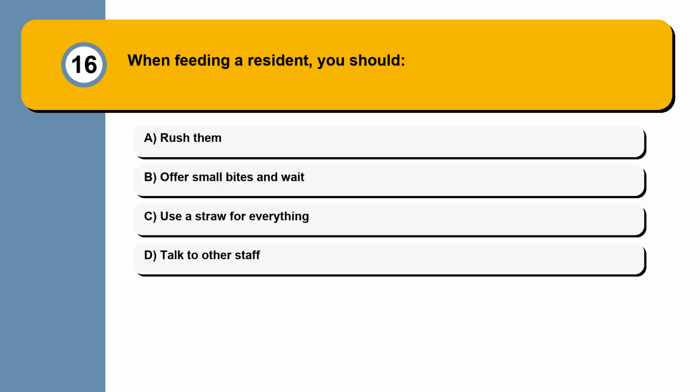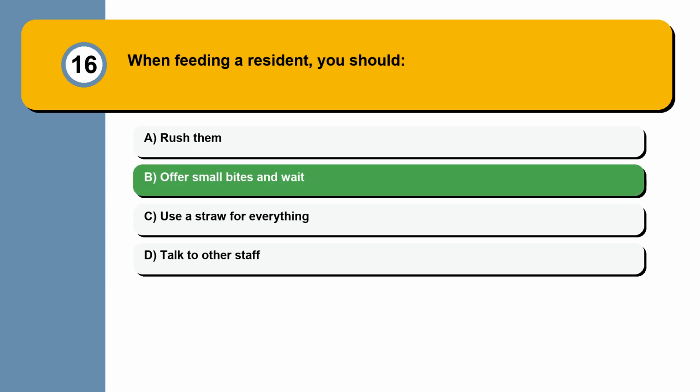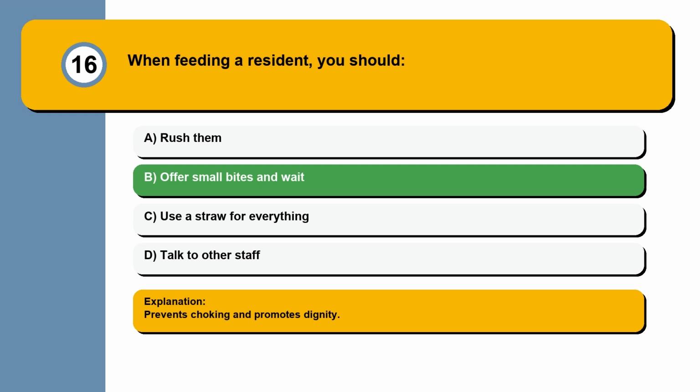Question 16. When feeding a resident, you should rush them. Offer small bites and wait. Use a straw for everything. Talk to other staff. Prevents choking and promotes dignity.